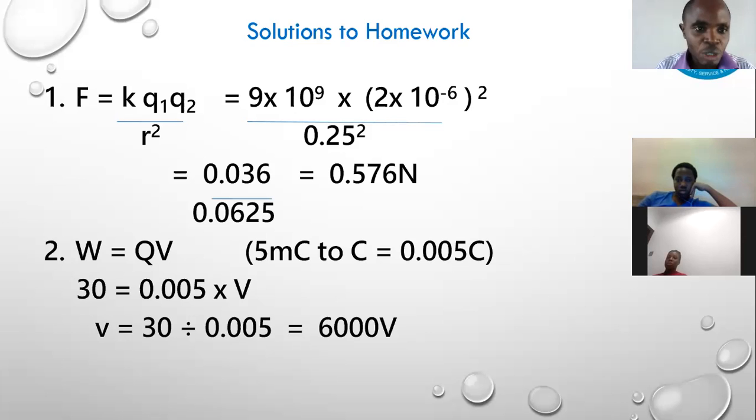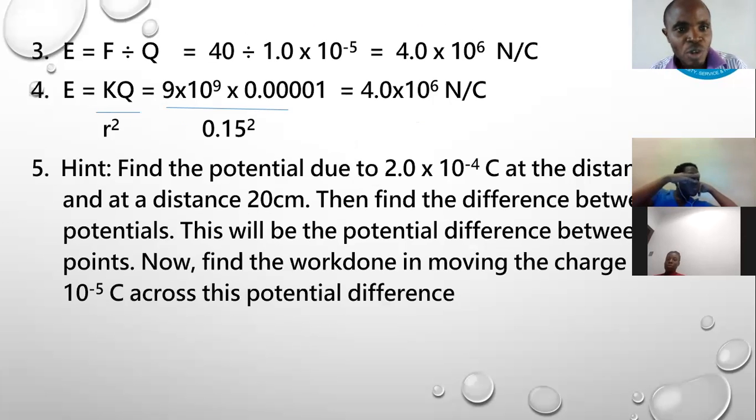That was pretty straightforward. Number 3 and number 4 were also straightforward. Number 3, electric field intensity. You were given force and charge. Pretty simple. You just get your F divided by Q and you get your charge, 4 million. Number 4 also was the same. What I want to spend a bit of time on is this number 5.